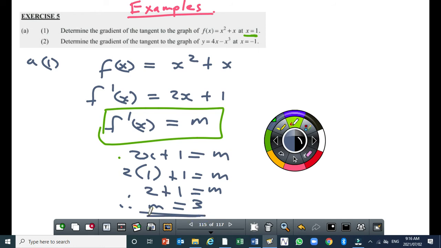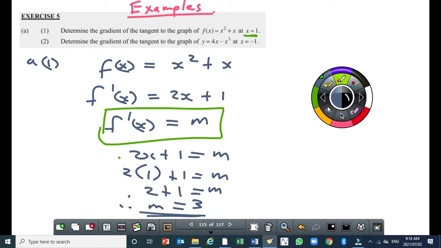F prime of x is equal to m. So, where there is x, we put x equal to 1. This m equal to 3, because this is calculus, I also have to tell you this can also be written as f prime of 1. F prime of 1 means the gradient when x is 1. It's equal to 3. It's the same thing.